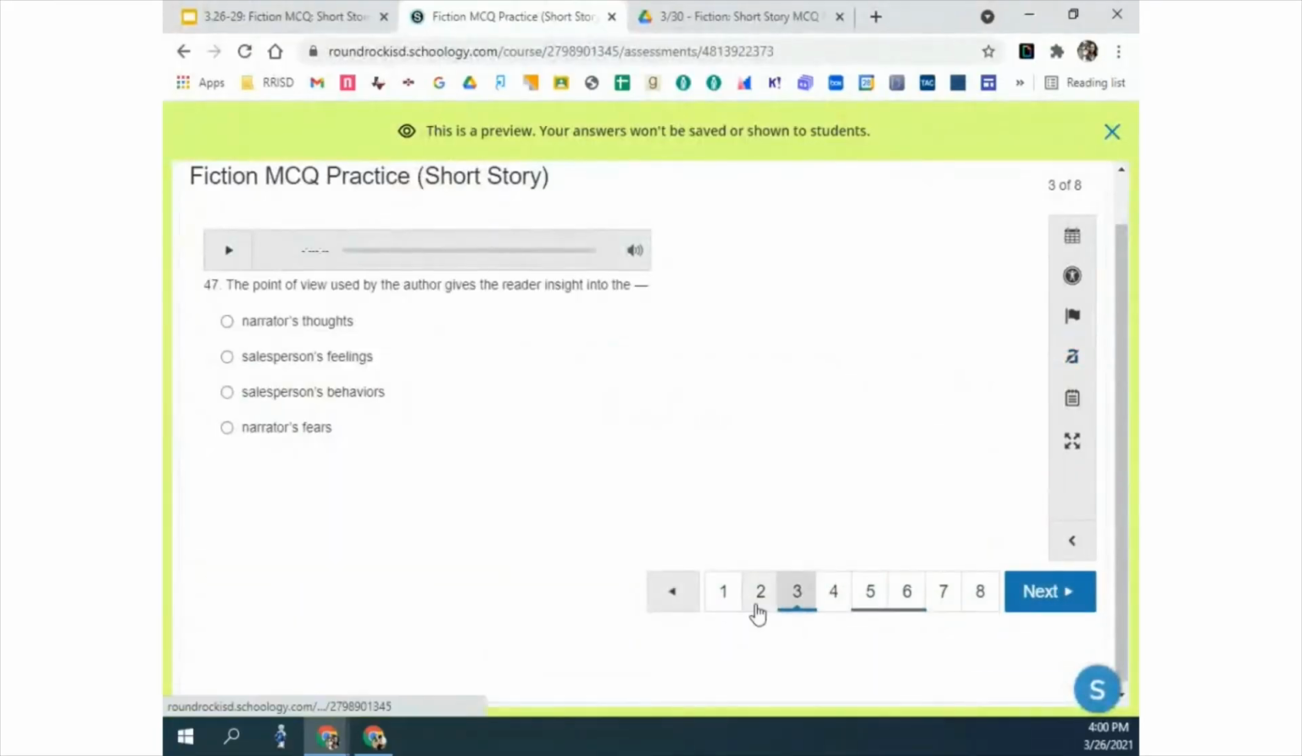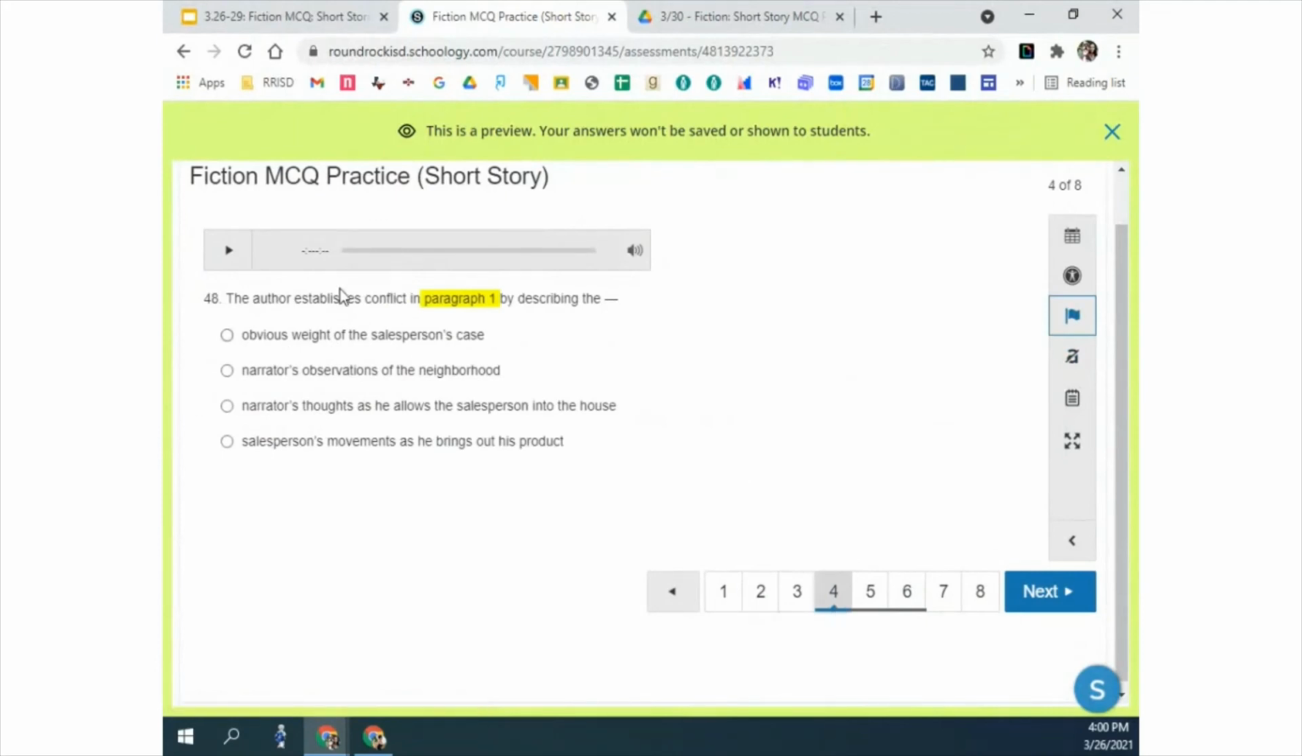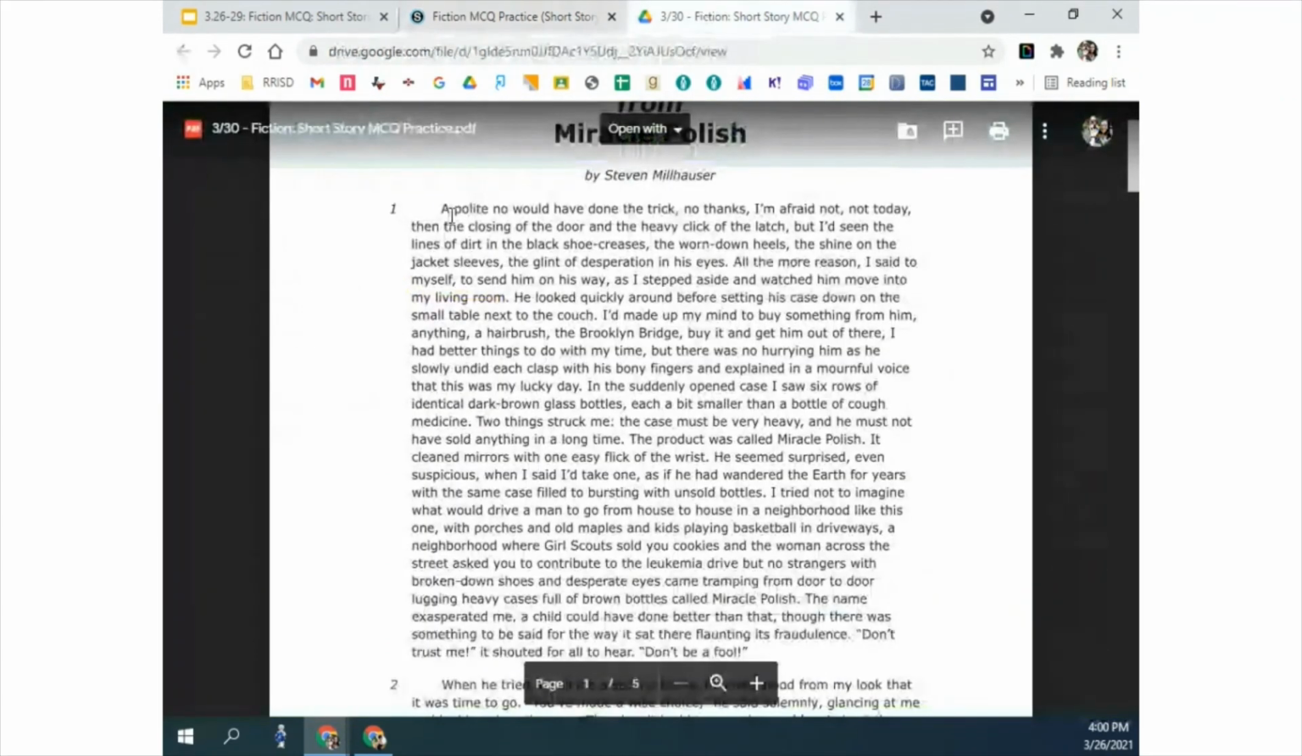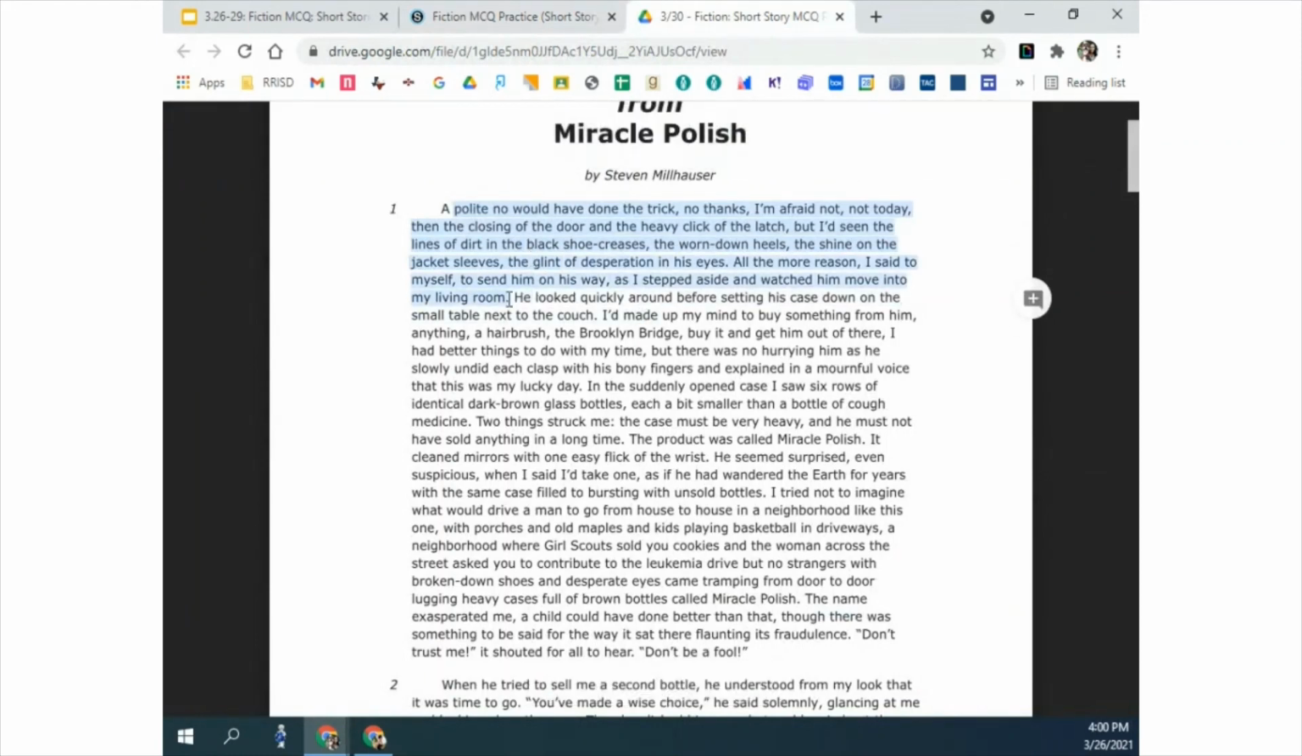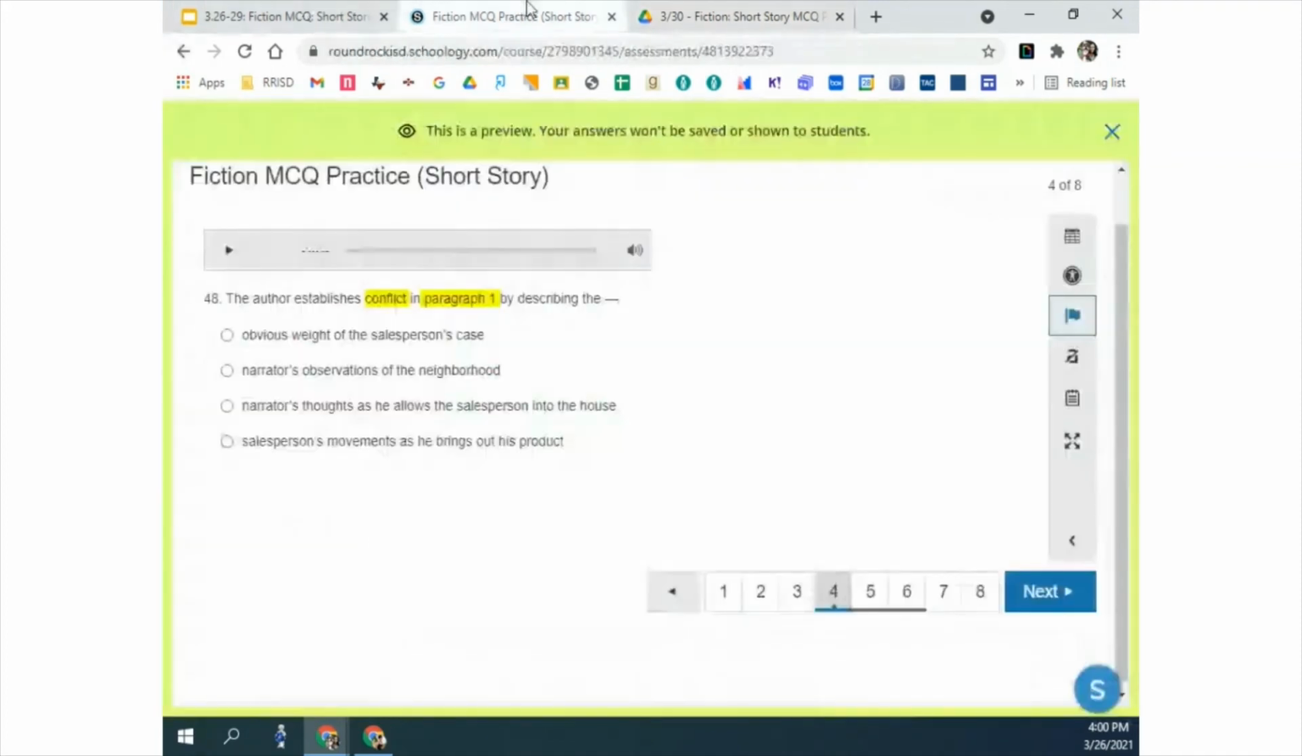Okay. So 48. This one says conflict. So we're looking at conflict. And right from the beginning of the story, a polite no would have done the trick. No, thanks. I'm afraid not today. As soon as he came in, he did not want him there. So we know for that one, we can choose the author establishes the conflict, not with the weight of the salesperson case. That doesn't really make sense there.